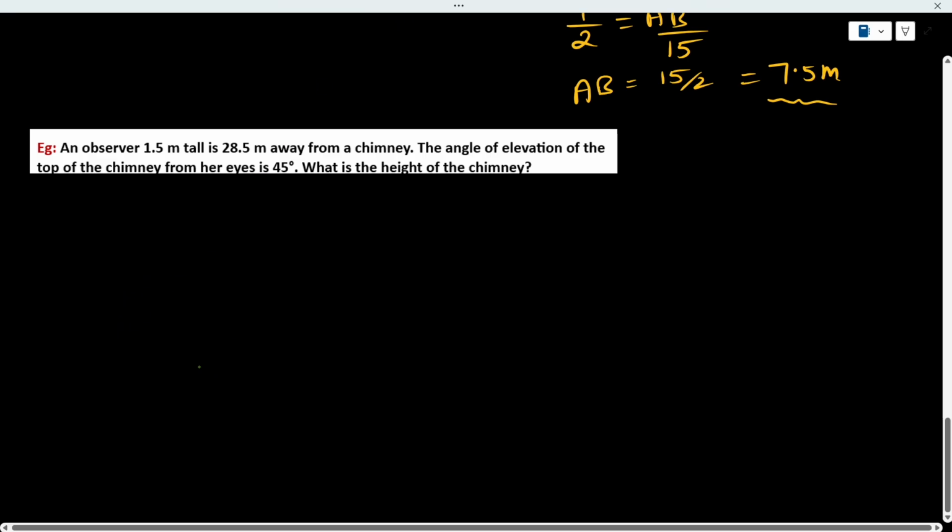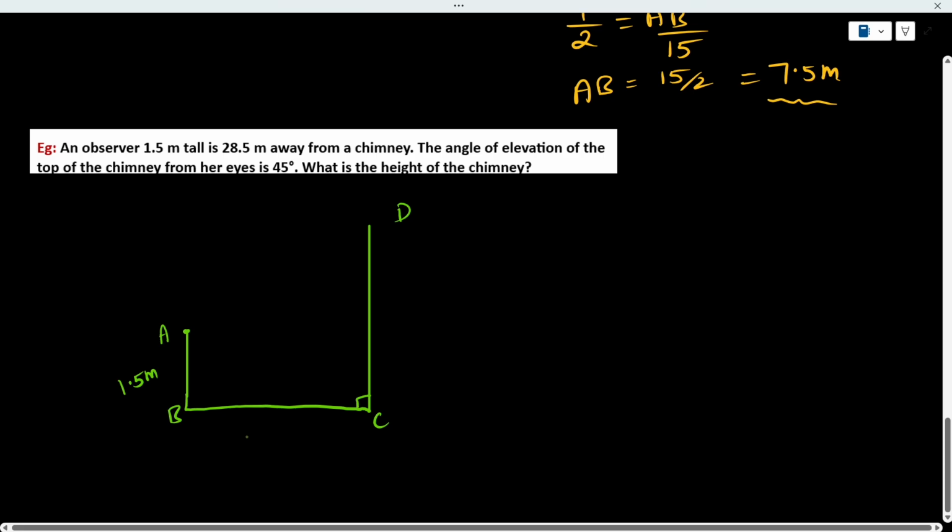Right. So first you will take the observer. If I take AB as the observer who is 1.5 meters tall, then the eyes of the observer will be at A. Now, she is 28.5 meters away from a chimney. If this is the chimney CD, you can join B to C because it is ground level here, right? I can join B to C.